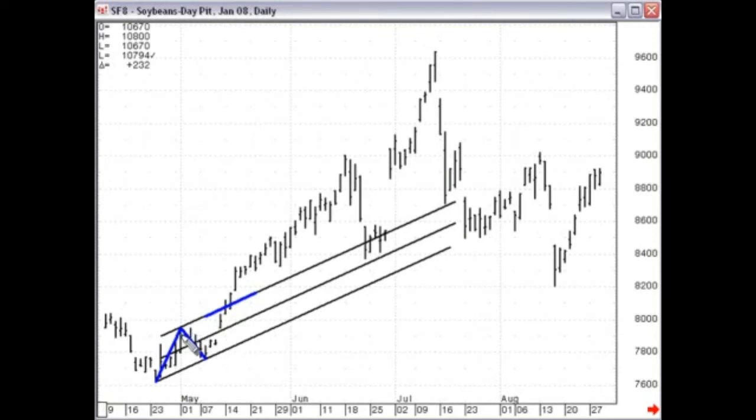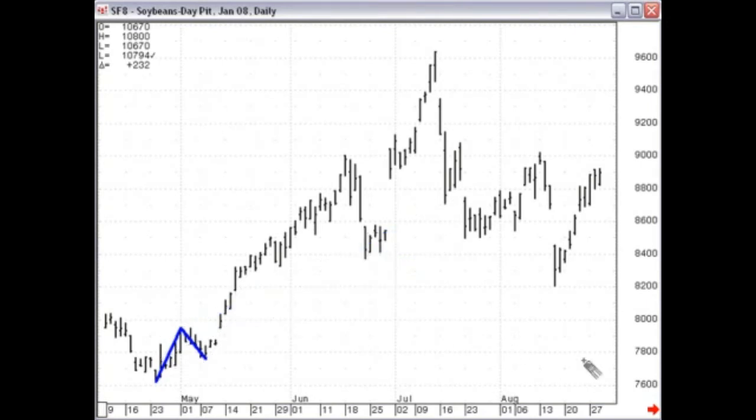We also know that the base channel, more often than not, will provide support for wave 4. As you can see, it clearly did in this instance here. We came right down to the midpoint or the center line of our base channel and then turned up. But before I get too ahead of myself, let me clean this up a little bit and redraw those lines. Again, this is our base channel.